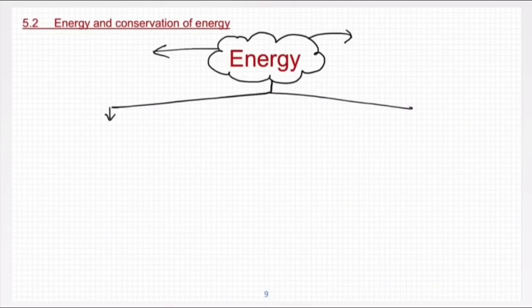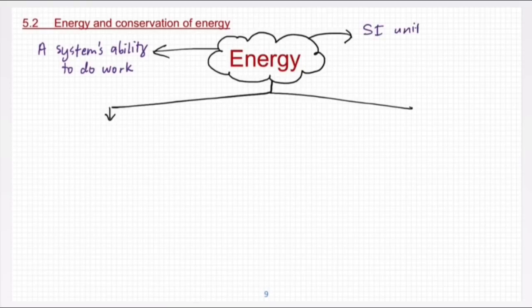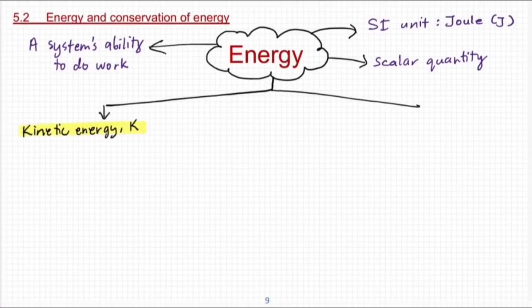Okay, moving on to 5.2, which is about energy and conservation of energy. So first of all, energy is a system's ability to do work. And then the SI unit for energy is joule. And energy is a scalar quantity. There are two types of energy that we will focus on. The first one is kinetic energy, K.